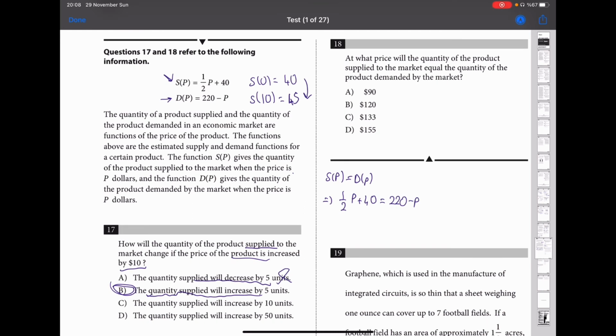220 minus P. So 3P divided by 2, I add P to both sides to obtain this, and subtract 40 from both sides, is equal to 180. Multiply both sides by 2. 3P is equal to 360, so P is equal to $120.